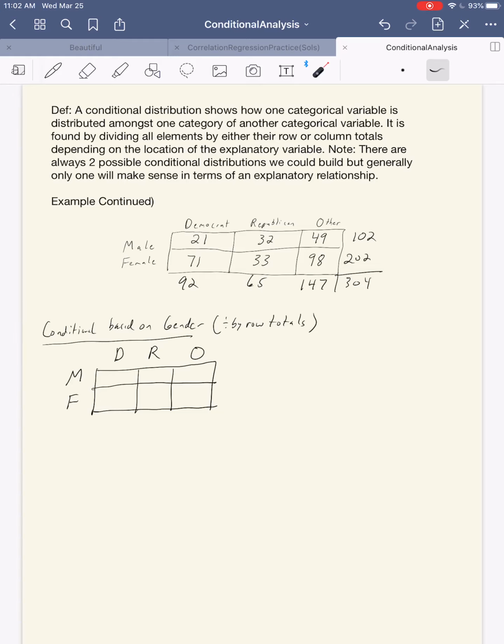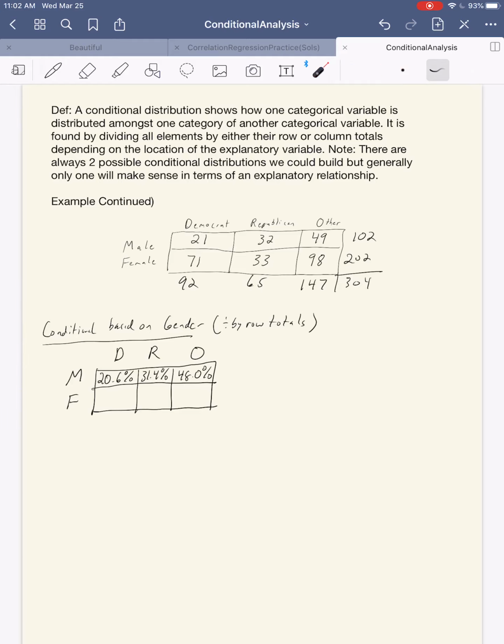Now, one other side note before we get into doing this: when you build a conditional distribution, you just fill in the values in here. You don't worry about anything out here, down here, or the table total. You're just looking on the inside of the table here. All right, so first one would be that 21 divided by that 102, and we'll report that as a percentage. So we should get there that is 20.6%. Then 32 divided by 102, we should get 31.4%. And then finally 49 divided by 102, we should get 48.0%.